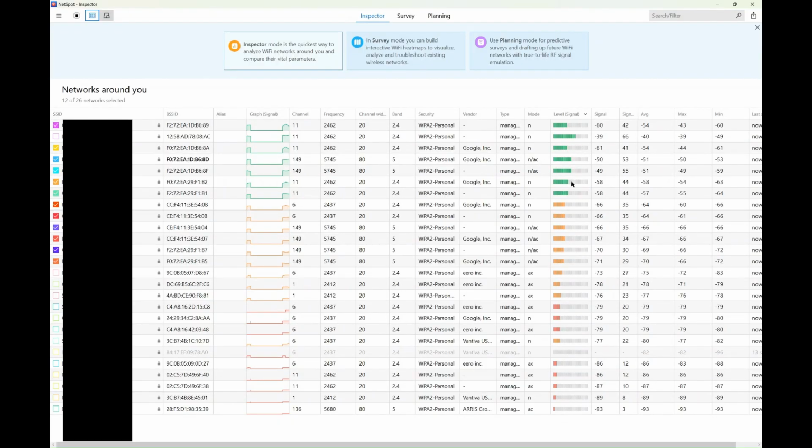You'll also notice the signal here. You're looking for the one with the highest green or the lowest negative signal. These are the negative decibels that indicate how much is lost before it actually reaches your specific computer. So what access points seem to be the closest are the one, again, with the biggest green bar.